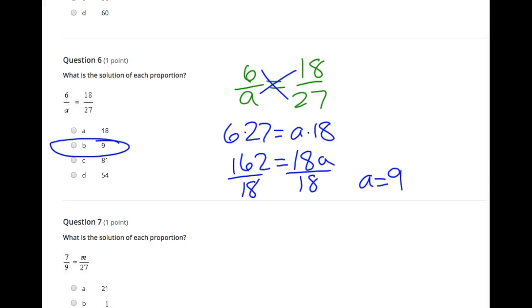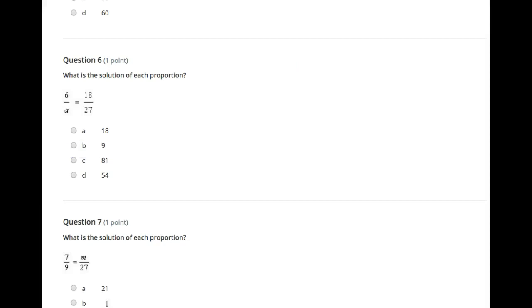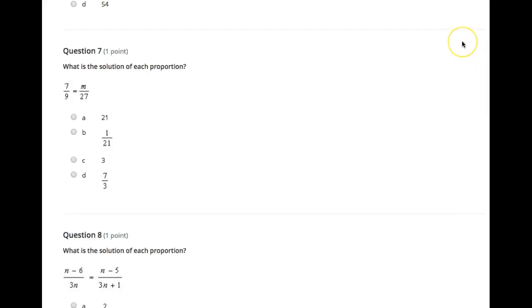All right, we're going to move on to question number 7 now. Question number 7 is once again another pretty simple proportion. So it says 7 over 9 equals m over 27.